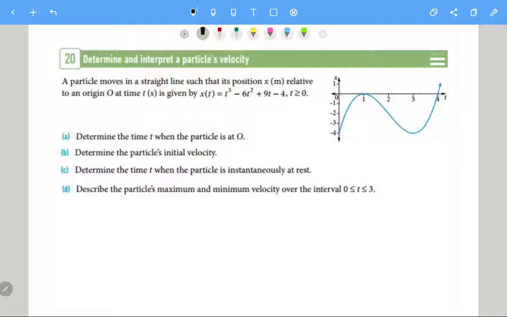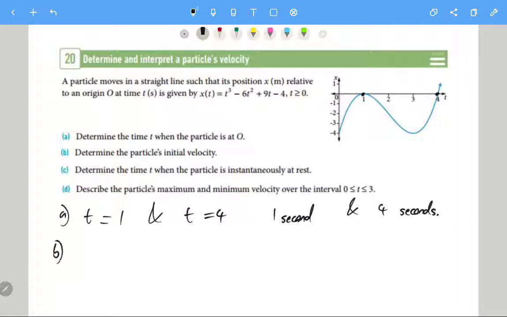Looking at the graph, since we've got t and x of t, we can see that it's at the origin, meaning 0 distance away, at 1 and 4. So for part A, this happens at 2 times: time equals 1 and time equals 4. In other words, at 1 second and 4 seconds.